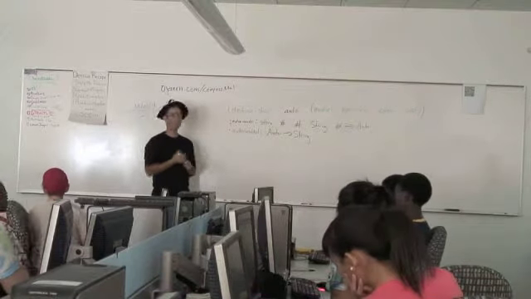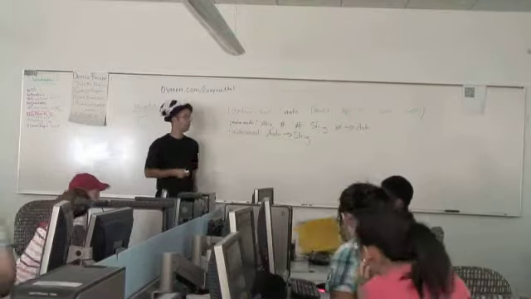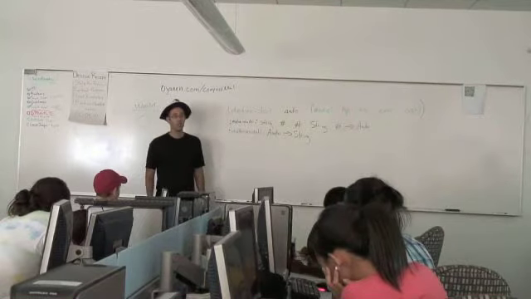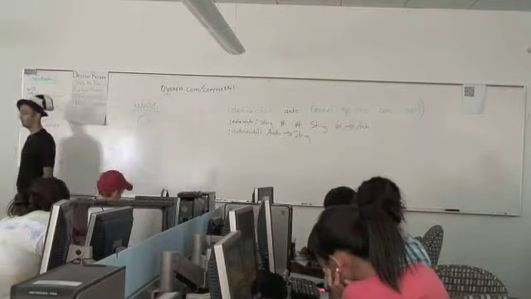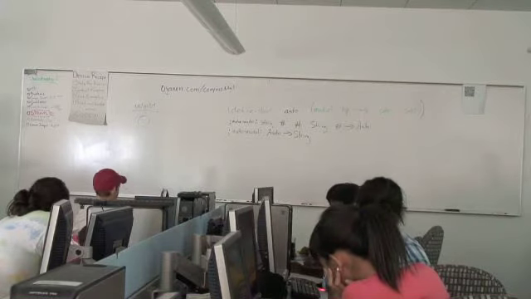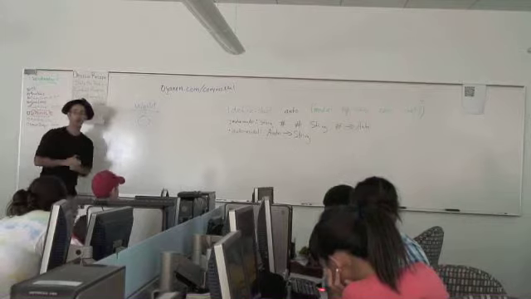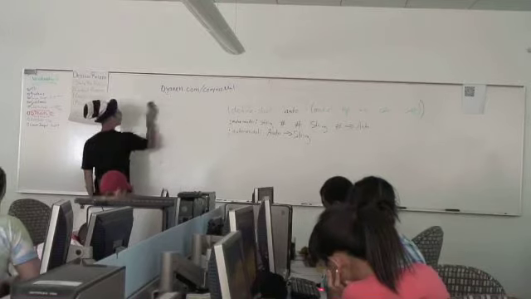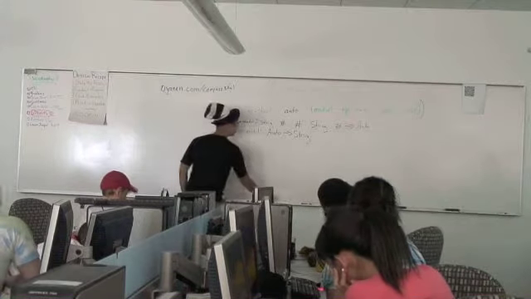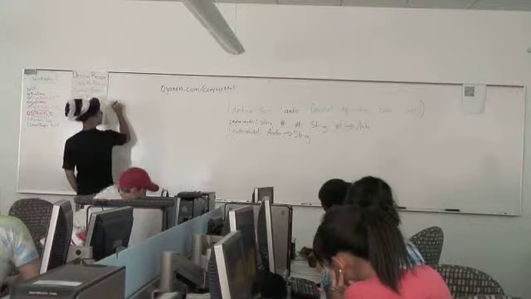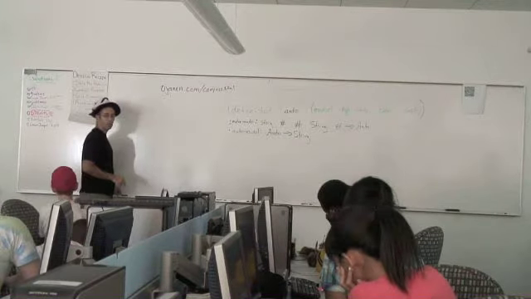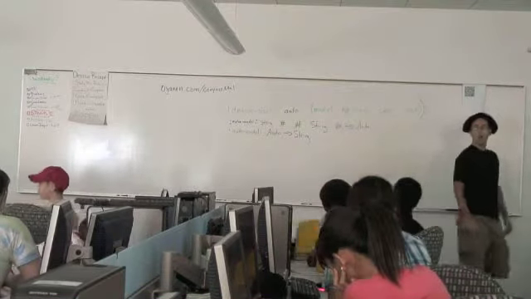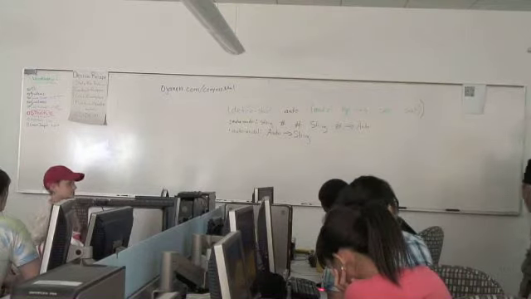Please copy this into your contracts. Auto model. The domain is an auto, the range is a string. Auto model takes in an auto and gives you a string. And when you've written that down, I'd like you to turn your eyes to the projector.